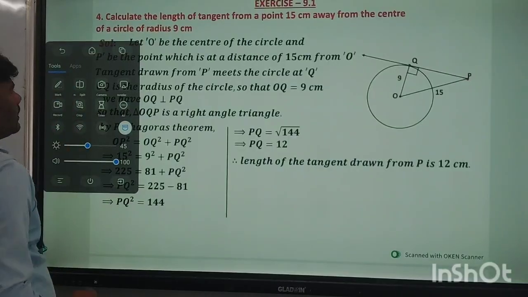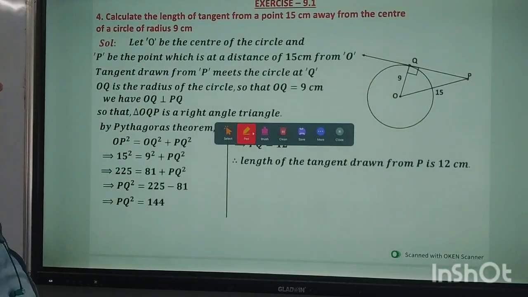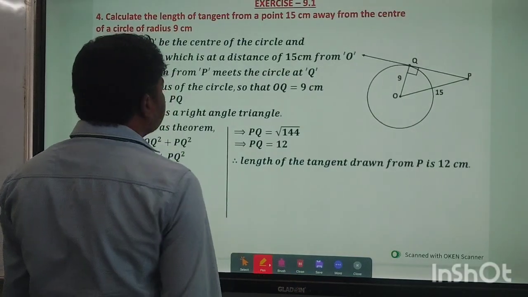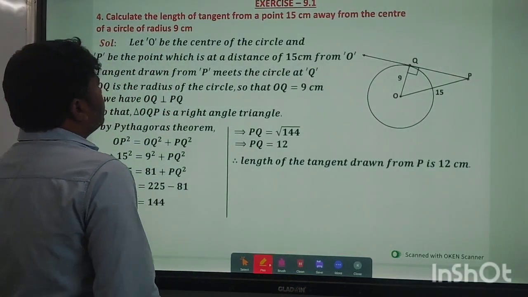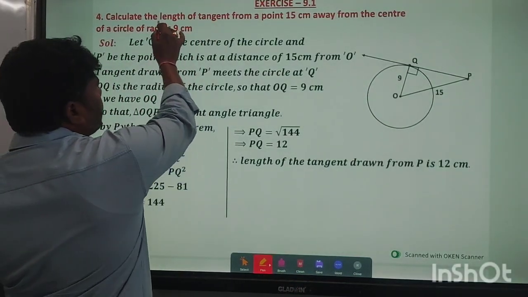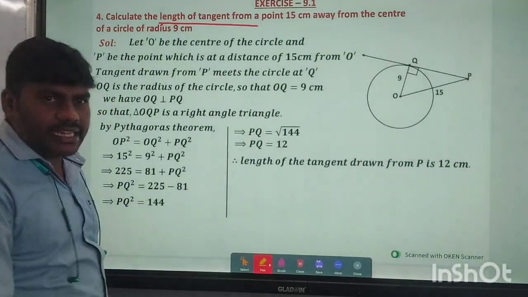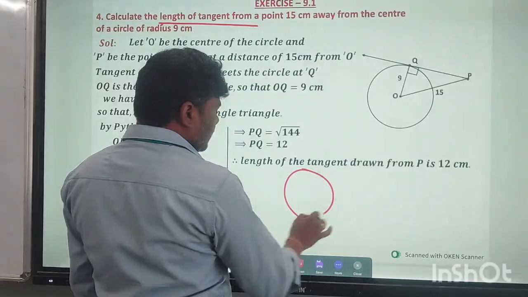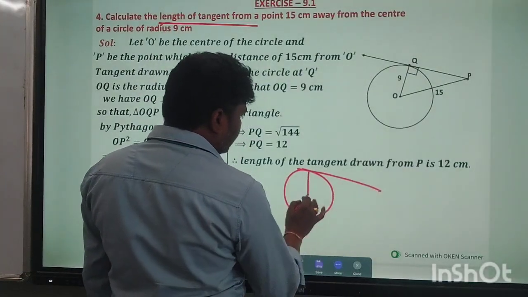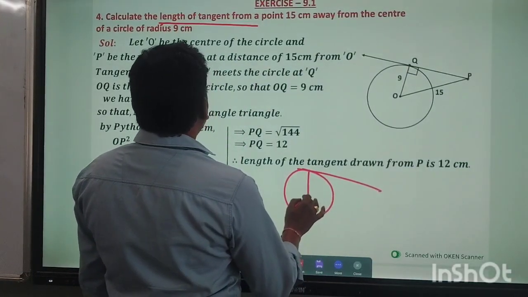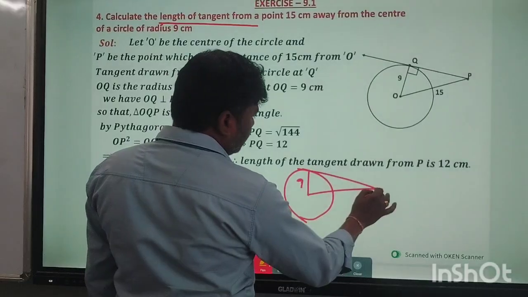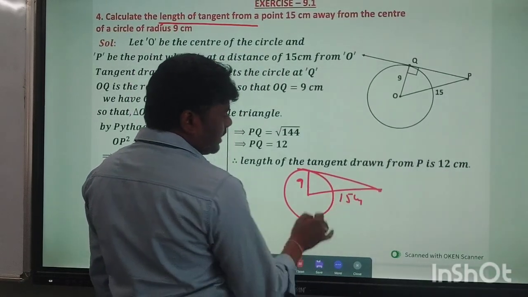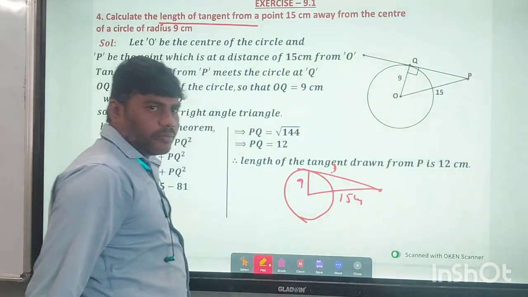Calculate the length of the tangent from a point 15 centimeters away from the center of a circle of radius 9 centimeters. Calculate the length of the tangent. So here the circle is drawn and the tangent; this radius is equal to how much? 9 centimeters, and the point is away, this is 15 centimeters. This is how much? The tangent is how much?